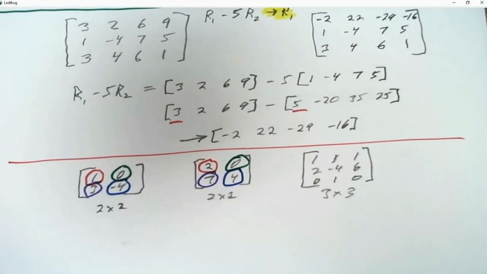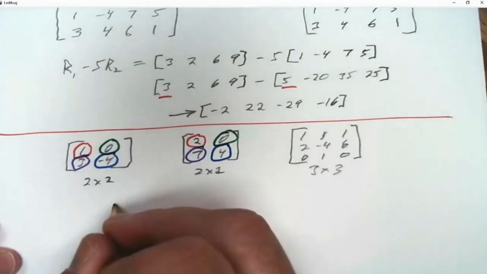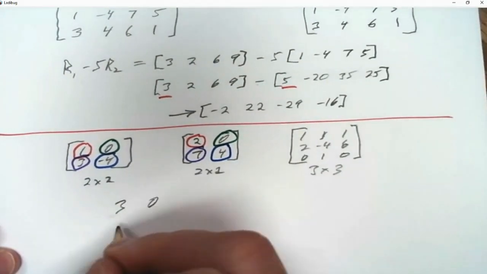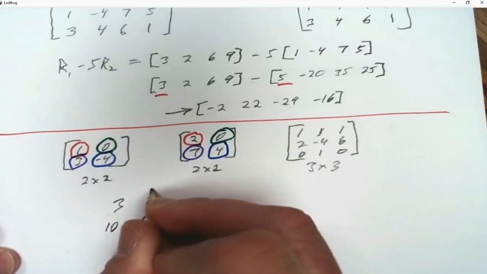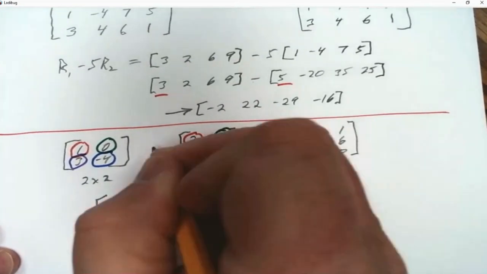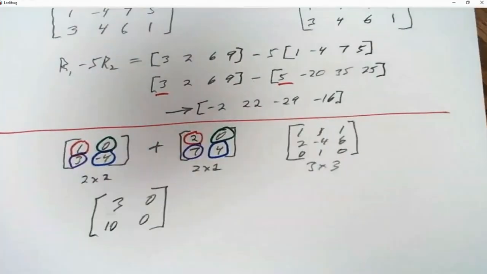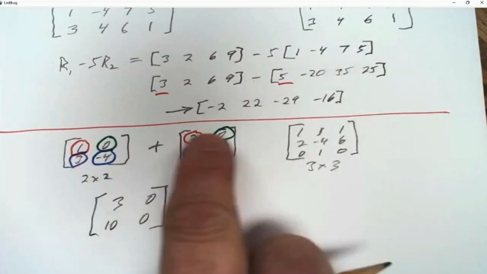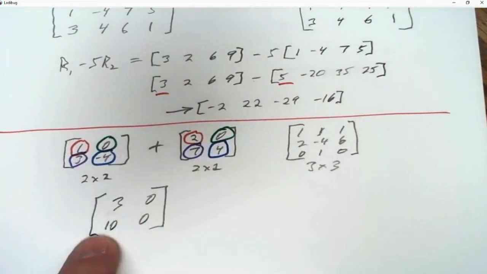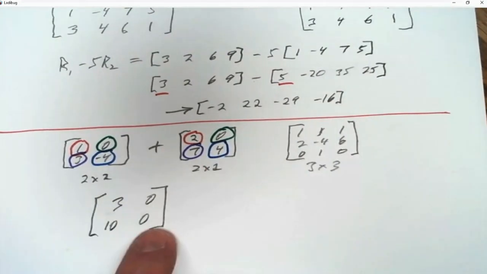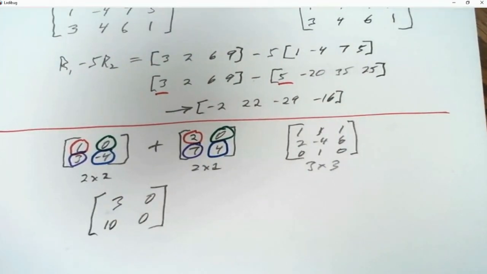If we added those together, our new matrix would be 3, 0, 10, 0. 1 plus 2 is 3, 0 plus 0 is 0, 3 plus 7 is 10, negative 4 plus 4 is 0. So it has to be the same size to add or subtract.